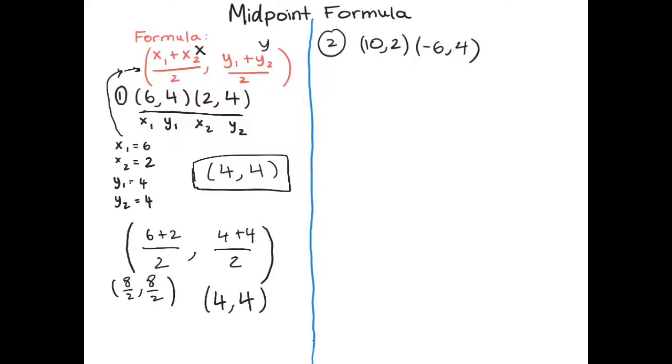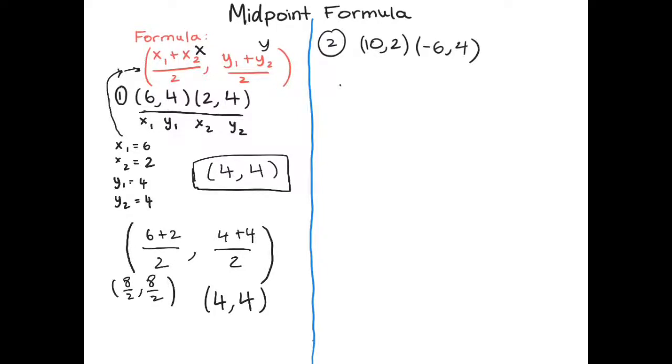Now let's move on to number 2. We have two different coordinates once again, but these coordinates are slightly more complex. We've got 10, 2 and negative 6, 4. I'll go ahead and just draw these. I'll make a small line.